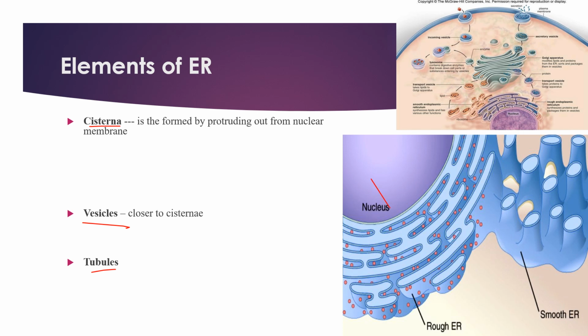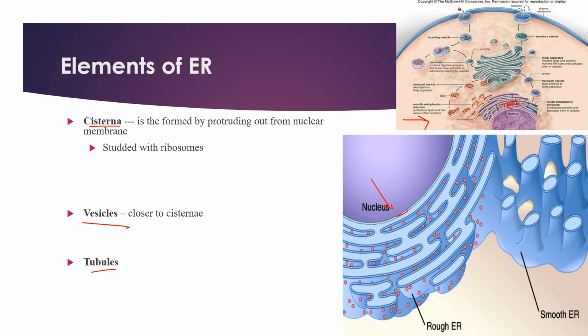So this is the nucleus, and here the nuclear membrane is present. This nuclear membrane protrudes out and forms this flattened structure, and these flattened structures are stacked on each other. In this diagram, you can also see the nucleus is present and the outside double membrane is present, and here the nuclear membrane protrudes out and forms this flattened structure, which is called the cisterna.